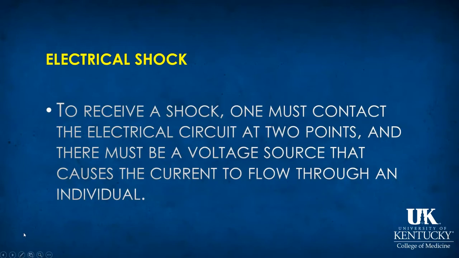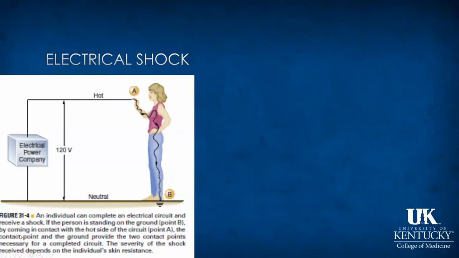Electrical shock. Now, to receive an electrical shock, one must contact the electrical circuit at 2 points, and there must be a voltage source that causes the current to flow through an individual. This cartoon is a depiction of an individual receiving a shock by standing on the ground and coming in contact with a voltage source and current flowing through the person, and as the legend says, the severity of the shock depends on the individual's skin resistance.